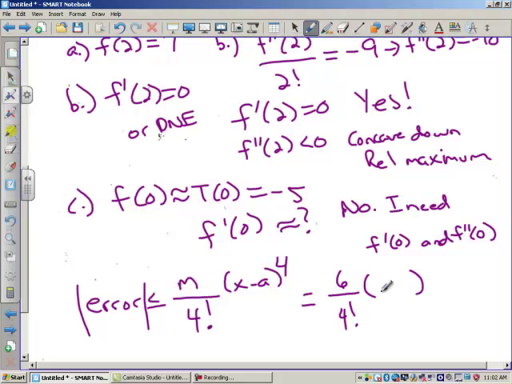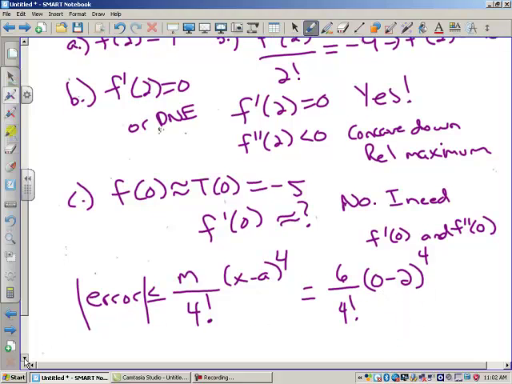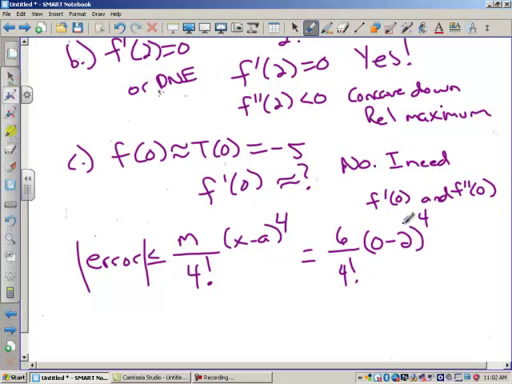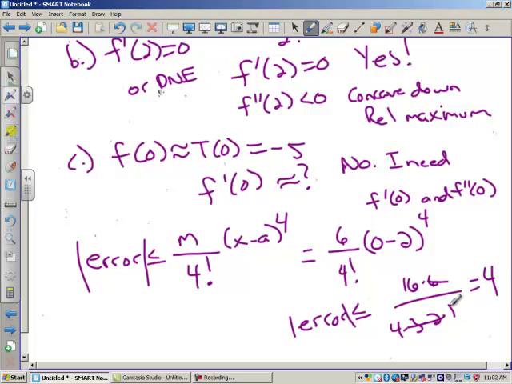Now, what is my x? I approximated it at 0, and I centered it at 2, and we're going to raise this to the 4th power. So let's see what that works out to be. Keep in mind I'm doing an absolute value, but this still works out to be positive. So 2 to the 4th is 16 over 4 times 3 times 2 times 1. My error has to be less than that. So I've got 3 times 2 is a 6. 16 divided by 4 is 4. Okay, so the most I could be off is 4.